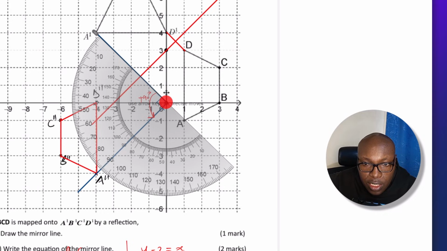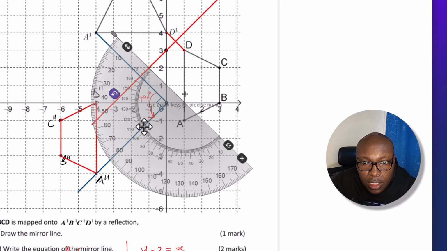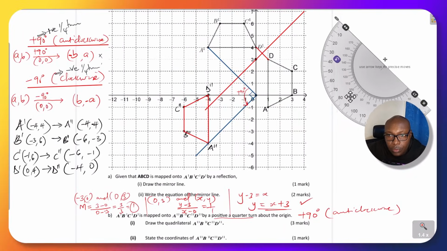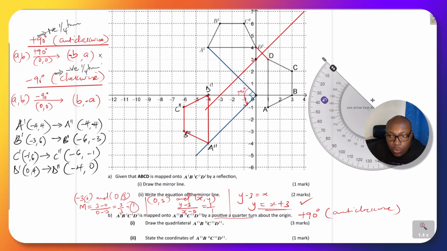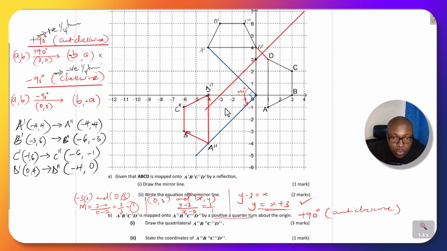So how many squares are here from the origin to A prime? Those are 1, 2, 3, 4. So you measure from here again. From here you have 1, 2, 3, 4. So you have the point there. So that is the other way you can go about that, just in case you don't remember, maybe you want to do it through construction, you can get the image in that way. So we have drawn the image.